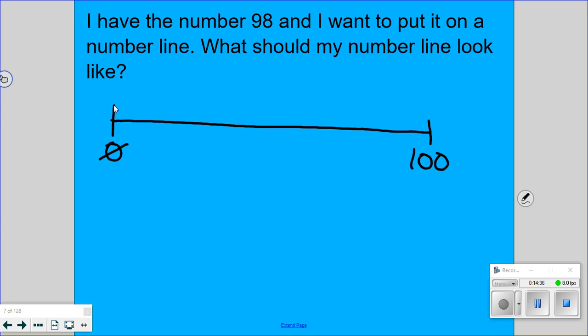I put a line through the 0 so you know it's a 0, not the letter O. I've got a 0 and a 100. I want to put the number 98 on this number line. Where is it going to go? Where would 98 go on my number line?